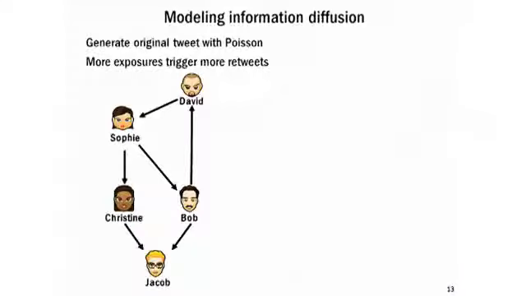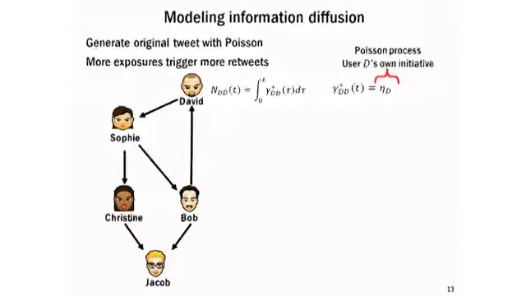So essentially, for this information diffusion process, we want to model 2 phenomena. The first phenomenon is original tweets. People just generate original tweets using the Poisson process out of their own initiative. For instance, David can tweet about his own ideas, right? So you have this counting process, NDD, for original tweets. It's described by this gamma DD, and it's going to be constant due to just their own initiative.